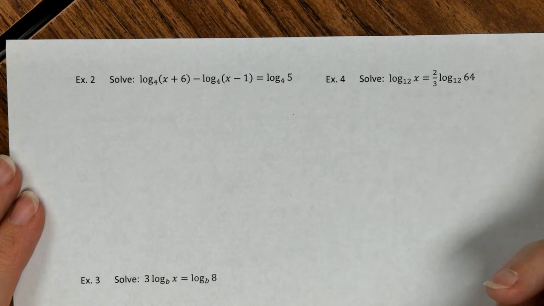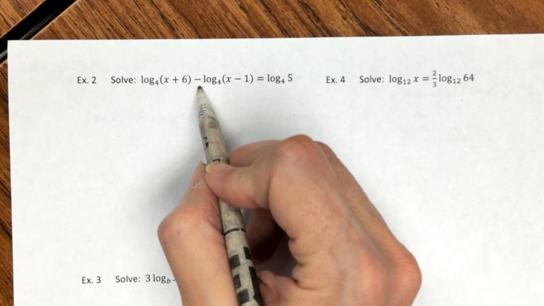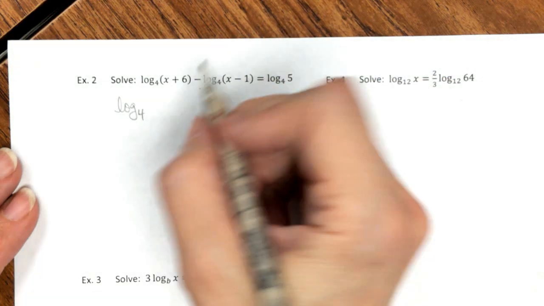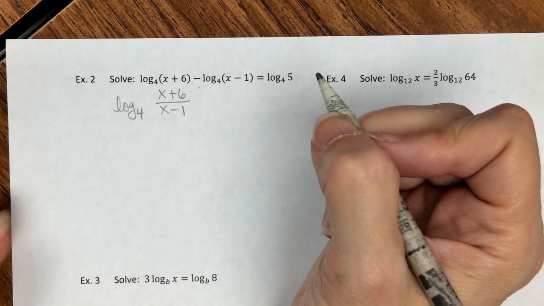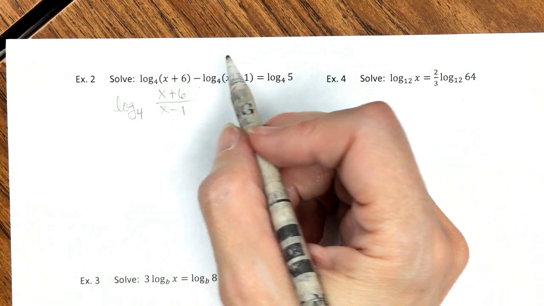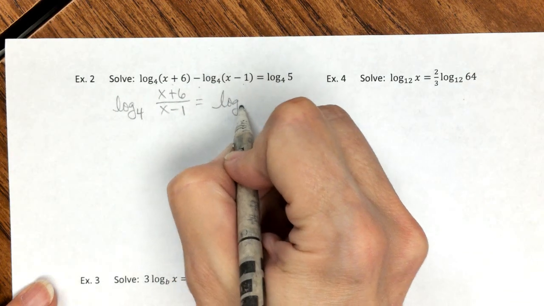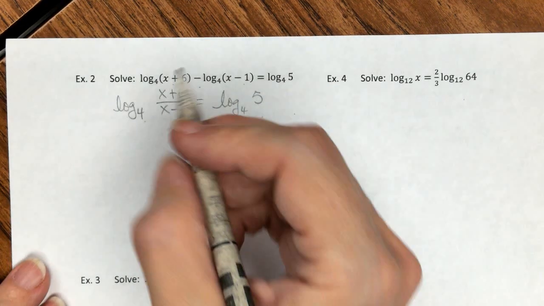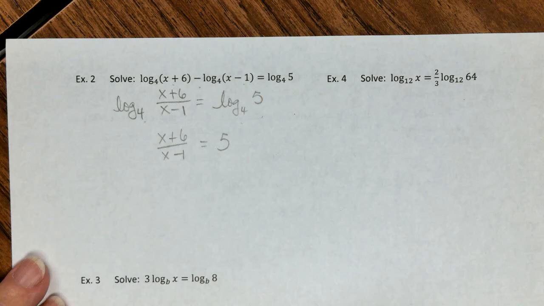Ooh, I stuck a fourth one over there. Okay, so for this one, I see subtraction here. That means we're dividing. So we have log base 4 of x plus 6 over x minus 1. You can look back at the rules. It's the first one over the second one equals log base 4 of 5. Same base, they equal. That means the arguments must be equal. So x plus 6 over x minus 1 has to equal 5. And then we solve it.